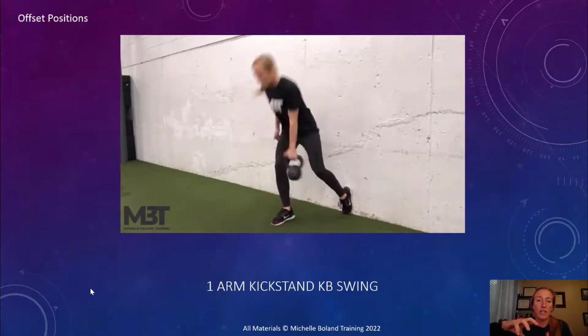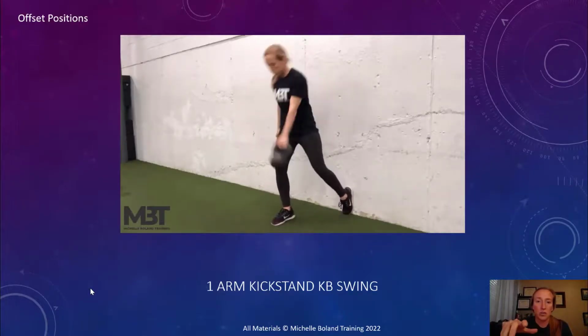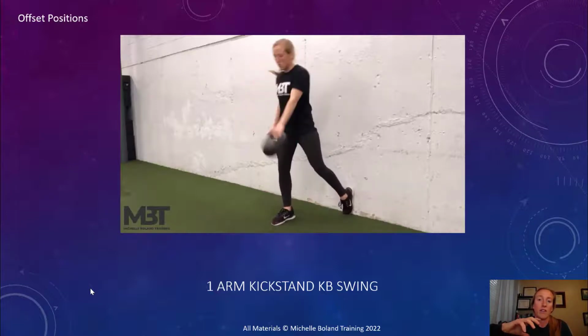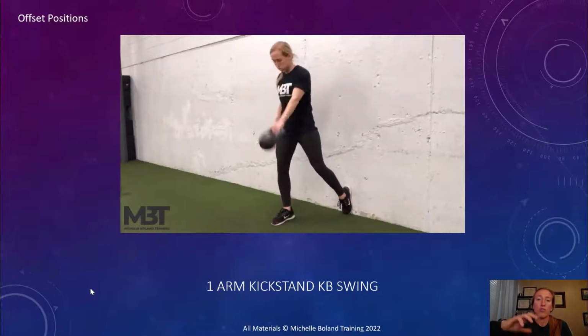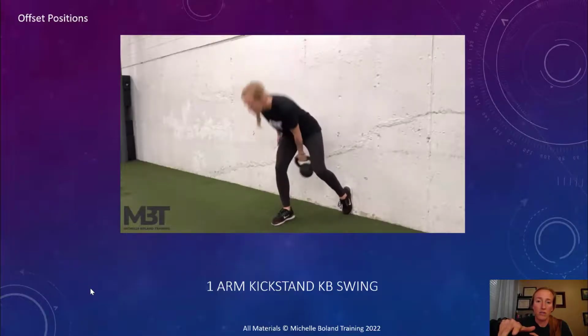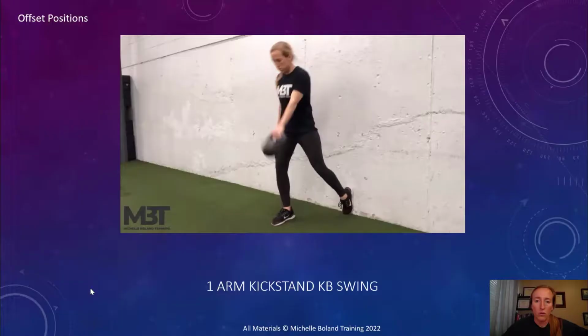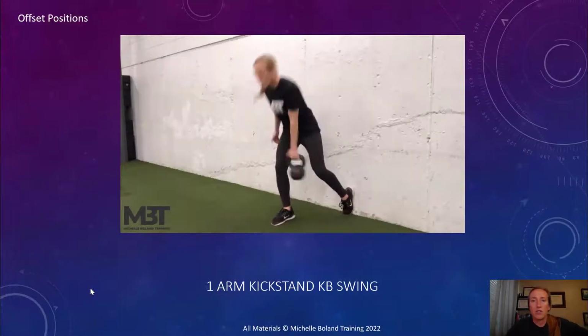Okay, so this is creating a separation or disassociation between joints by having one area of the body, in this case the upper body, rotate over the other area of the body, in this case the lower leg. And then we can switch sides.